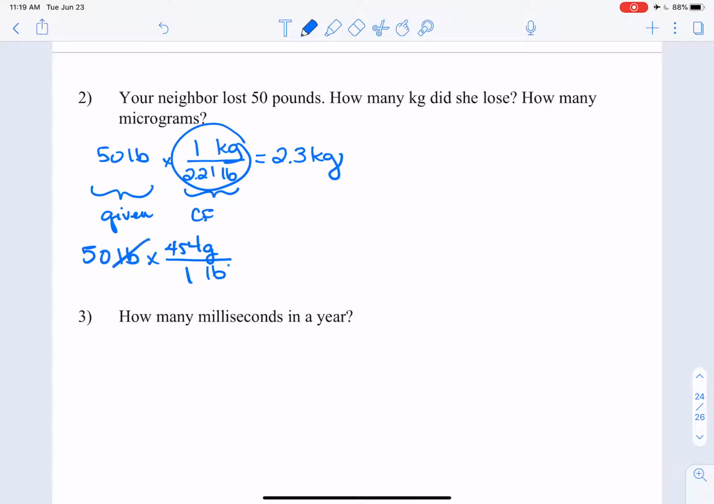Okay, so we've got rid of our pounds. Now, we're not where we want to be. We're in grams. We're going through the base unit, and now we need to go to micrograms. So we're going to get rid of grams by putting it in the top or the bottom of our second conversion factor. Which one? In the bottom, because grams divided by grams is what? It's 1. And now we want micrograms in the top.